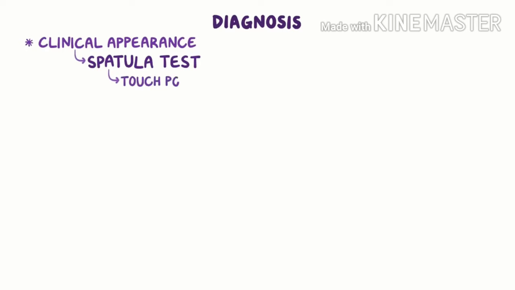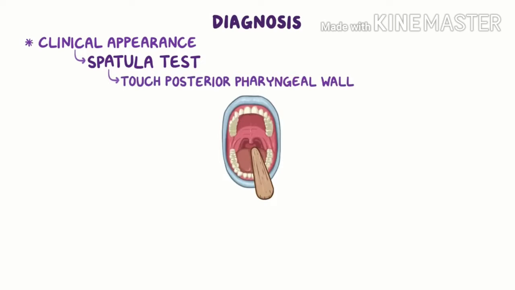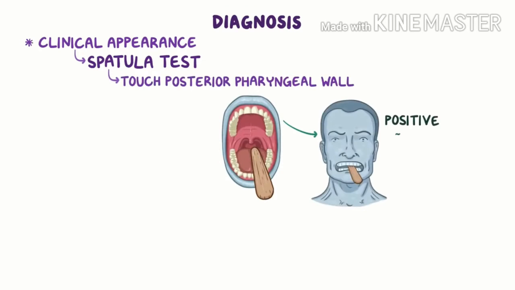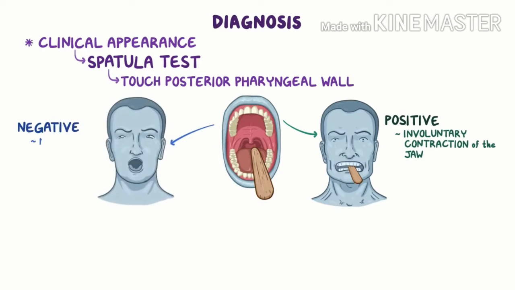The diagnosis of tetanus is based on the clinical appearance. One clinical test is called the spatula test, and it involves touching the posterior pharyngeal wall with a wooden spatula and observing the effect. A positive test results in involuntary contraction of the jaw, or biting down hard on the spatula, due to the lower threshold for muscle spasm in patients with tetanus. A negative test result would be a normal gag reflex.